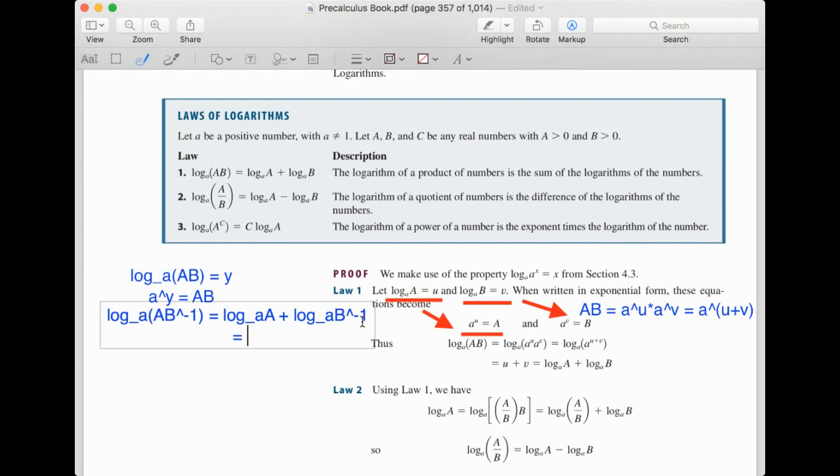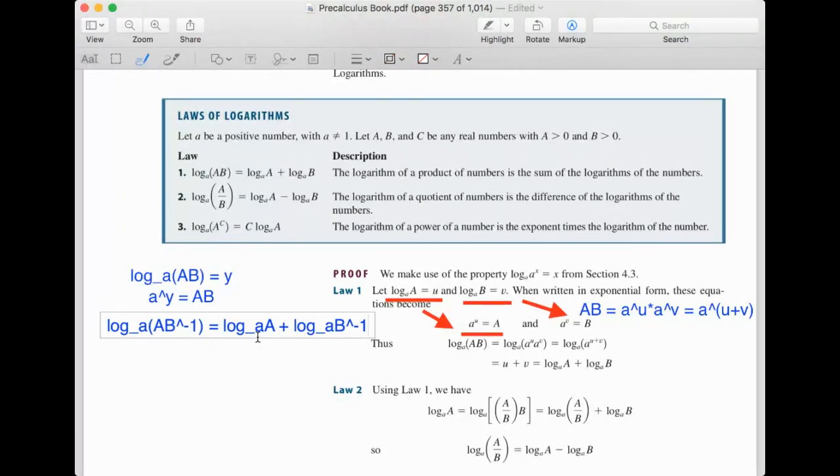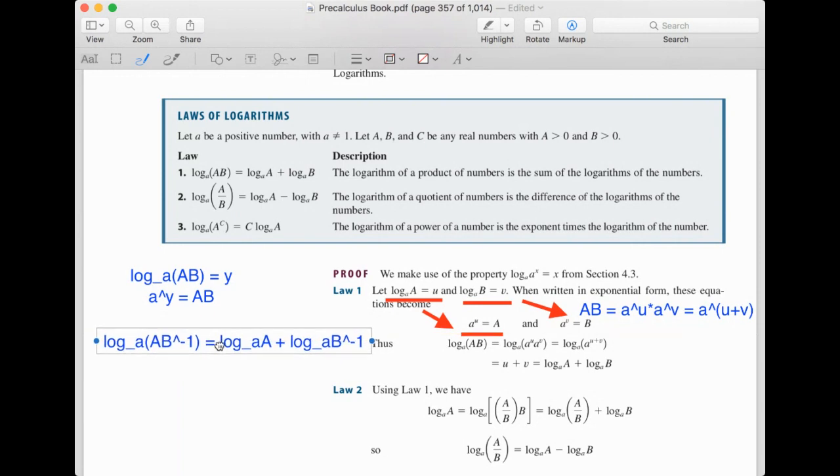Then that equals to, oh, we didn't talk about this one yet. We have to use the third property. All right, so this -1 becomes the -1. So let's just write after here.